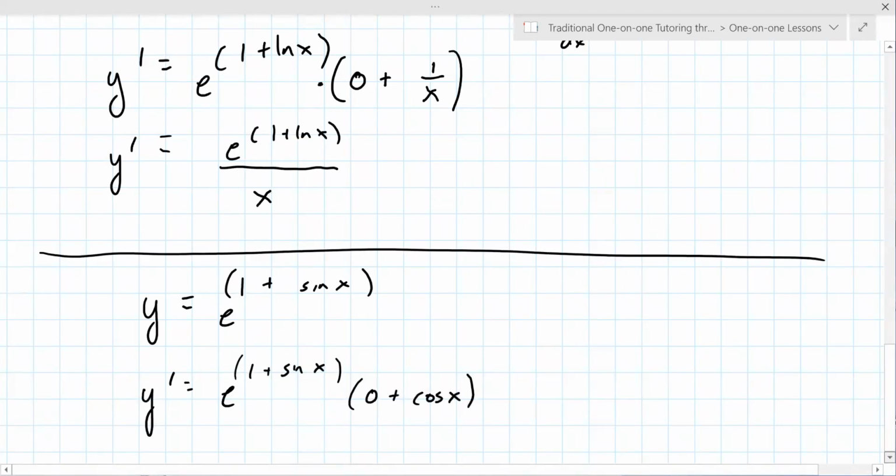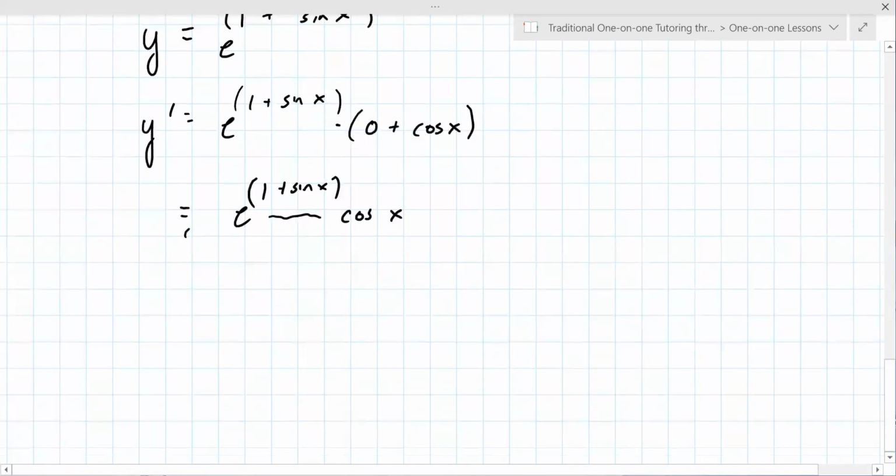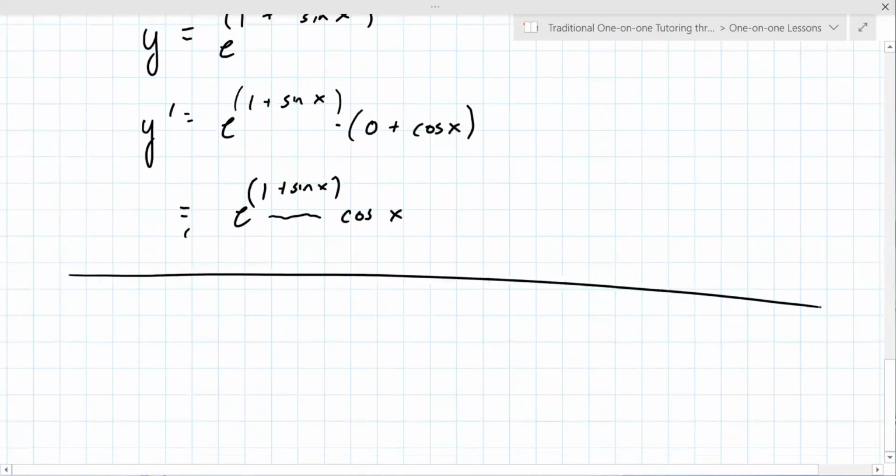And what would that simplify to? I'm sorry, I was about that. It's on the same line, so you might even put the cosine x first, but it's in line with the e, so it's on the same level here. So just cosine x times e to the 1 plus sine x.